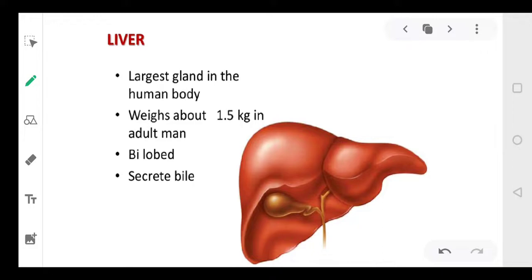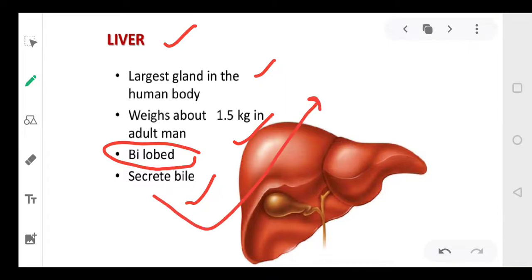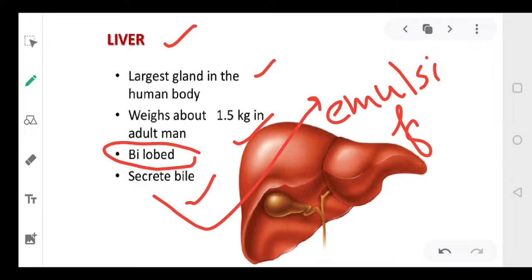Next component is the liver. Now liver is the largest gland in the human body. It is basically 1.5 kg. It has two lobes. That is why we call it bilobed, and it secretes bile. Bile is very, very important, and it brings about the emulsification of fats.